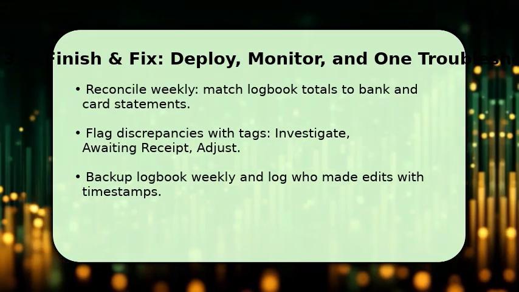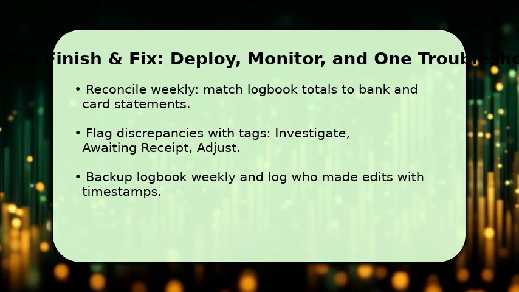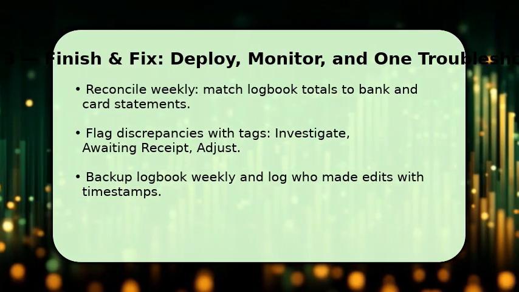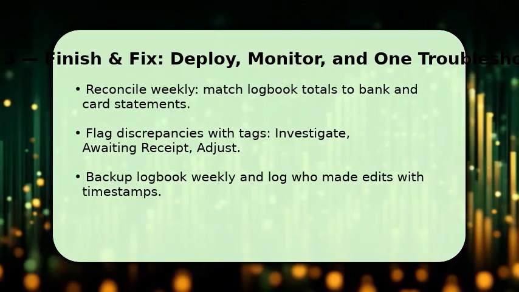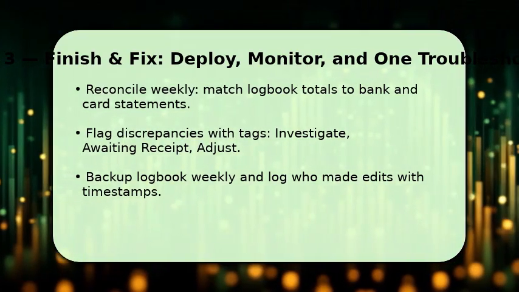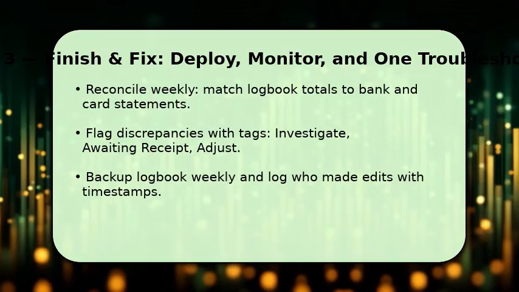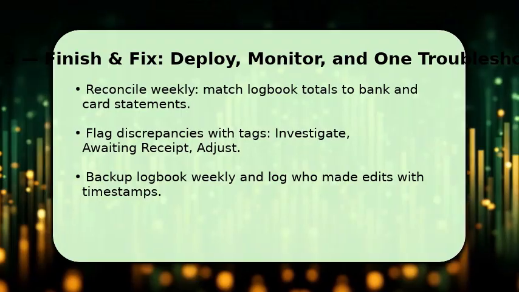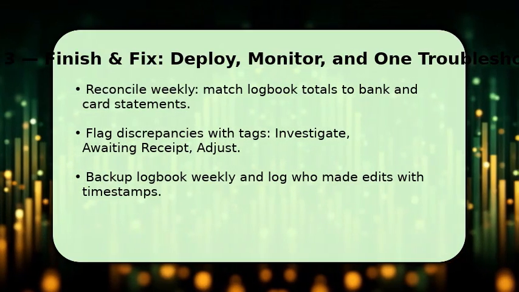When you find discrepancies, flag them immediately with tags like investigate, awaiting receipt, or adjust, and add a brief action note. Make sure to back up the logbook weekly and record who made edits with timestamps for accountability. Troubleshooting tip: if balances diverge, retrace entries by date and receipt. A single missing split line is often the culprit.